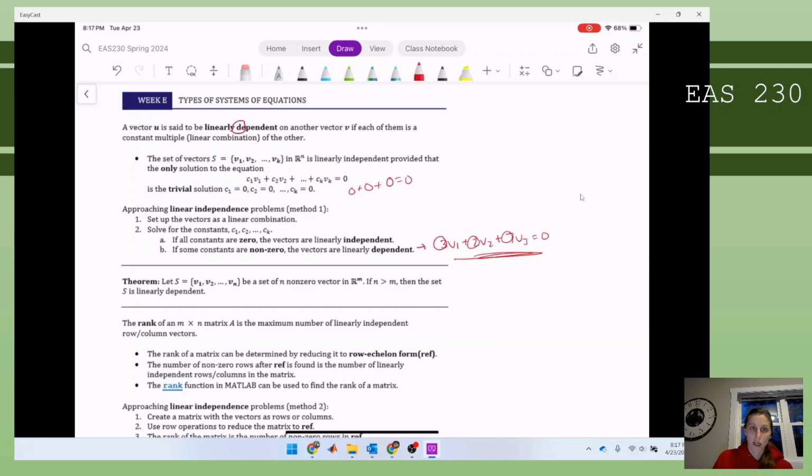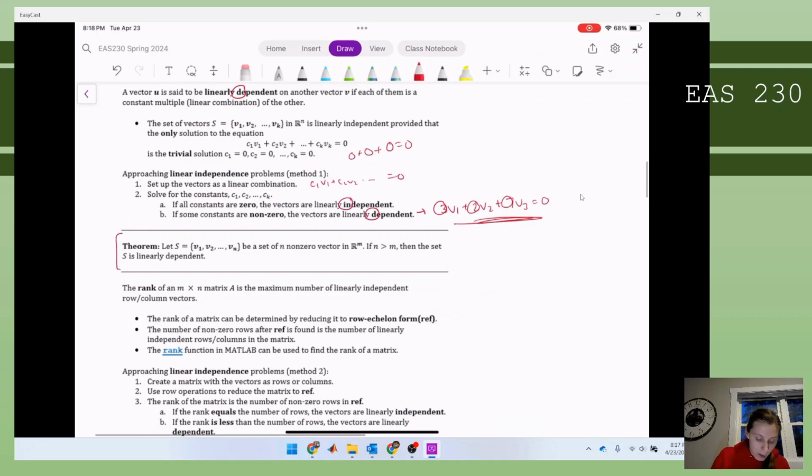Method 1. Set up our vectors as a linear combination. C1 V1 plus C2 V2, etc. equals 0. Solve for our constants. If our constants are 0, our vectors are independent. They are three separate pieces of information, or 4 or 5, however many vectors we have. If some of the constants are non-zero, the vectors are linearly dependent, which means some of my vectors are multiples of other vectors. They repeat the same information.